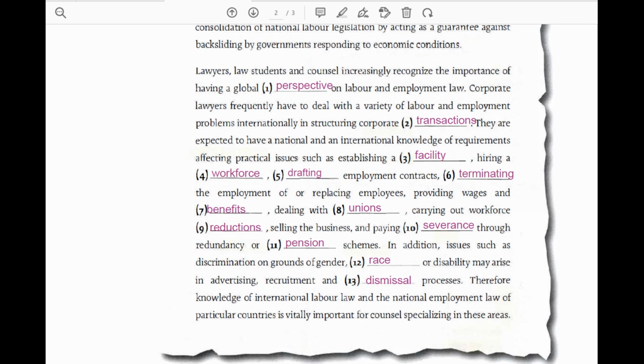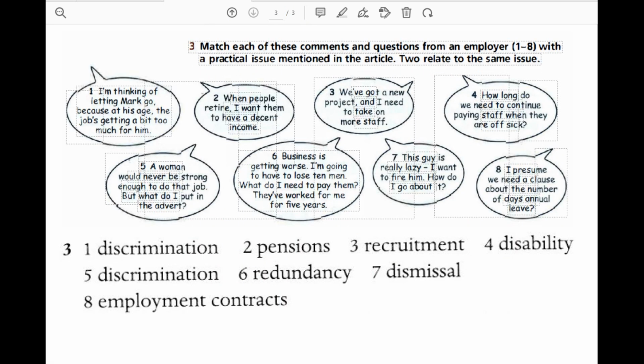specializing in these areas. The next exercise is we need to match each of these comments and questions from an employer with a practical issue mentioned in the article. Actually, two relate to the same issue. First, I'm thinking of letting Mark go because at his age, the job's getting a bit too much for him. So he is mentioned about his age and he thinks that this job is getting too much for him. So that's discrimination. Second, when people retire, I want them to have a decent income. That's pensions.